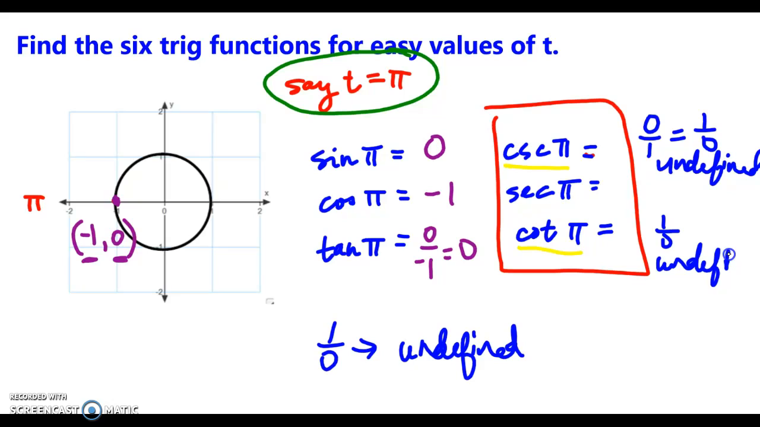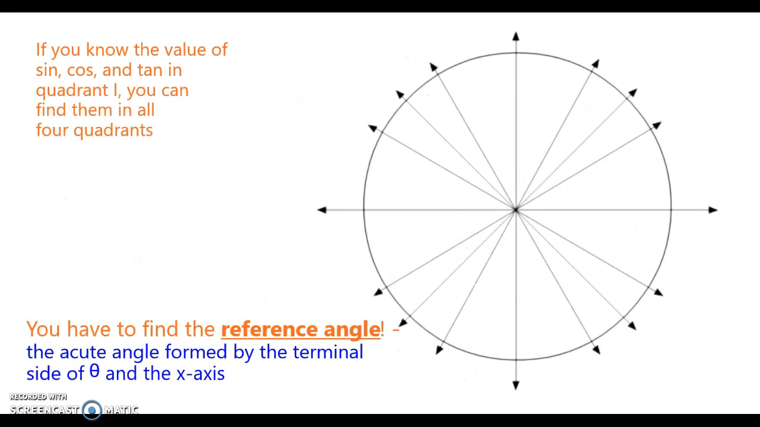And then secant of pi is pretty easy because the reciprocal of -1 would just be -1. So be careful on the trig functions for the quadrantal angles. You'll probably get some values where the answer is undefined. All right, moving on. If you know the value of sine, cosine, and tangent in quadrant 1, you can find the value of those 3 trig functions for any angle in any quadrant. You just have to find the reference angle.